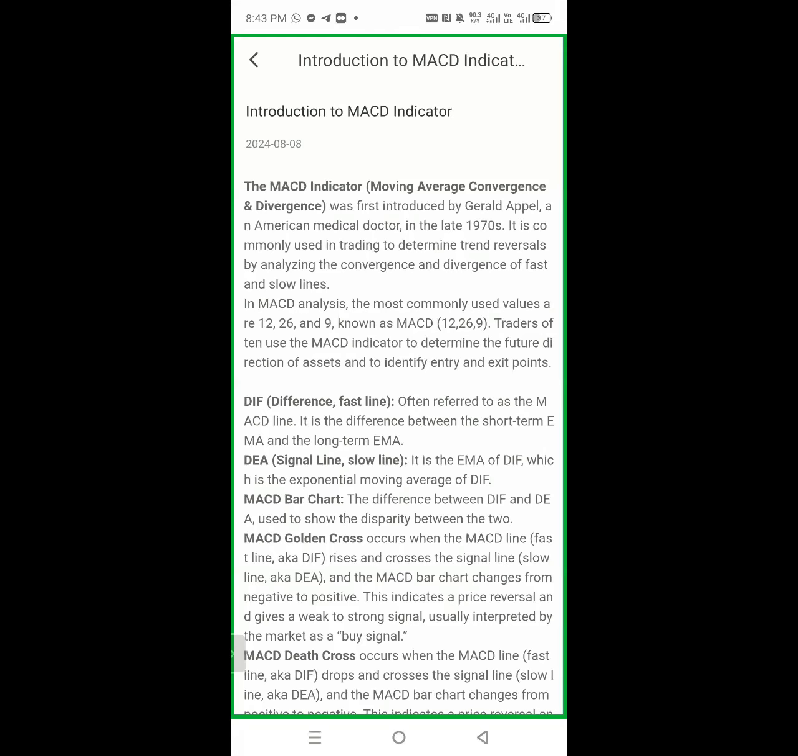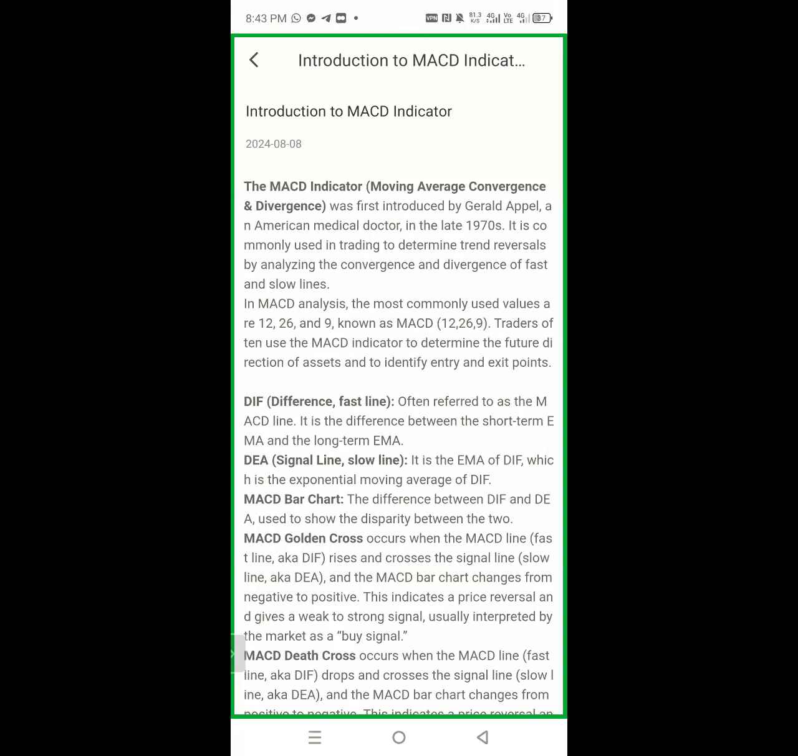In MACD analysis, the most commonly used values are 12, 26, and 9, known as MACD in brackets 12, 26, 9. Traders often use the MACD indicator to determine the future direction of assets and to identify entry and exit points. So you see why most times we say use your MACD so that you'll be on the safe side, especially those trading futures.